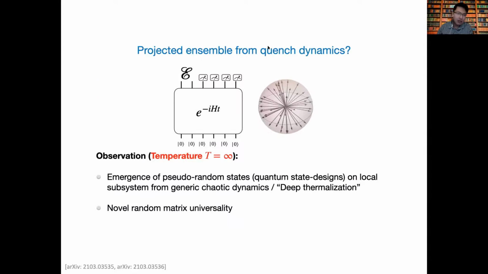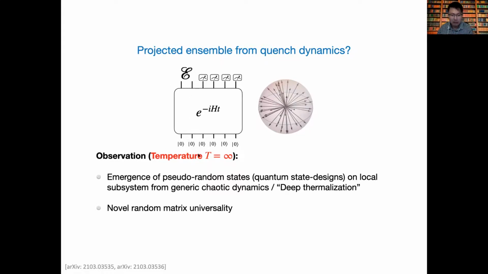So now to answer the question initially posed, what physics do we see from the projected ensemble? We can make the observation, supported a lot by numerics that go beyond the model I talked about, and also experiments, that at least for initial states at infinite temperature, there seems to be an emergence of pseudo-random states on the local subsystem generated by the bath. And we can call this deep thermalization, or in the parlance of quantum information theory, the emergence of quantum state designs.